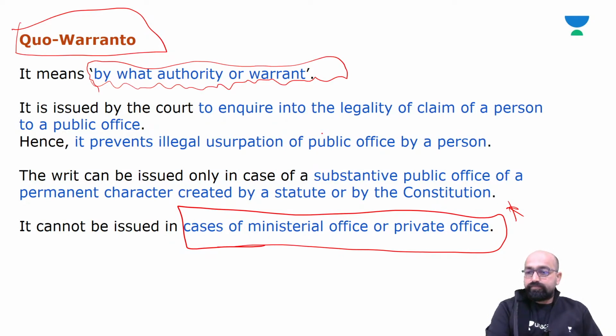Quo warranto means by what authority or warrant, and this writ is issued by the court to inquire into the legality of the claim of a person to a public office. Right. Now, next.